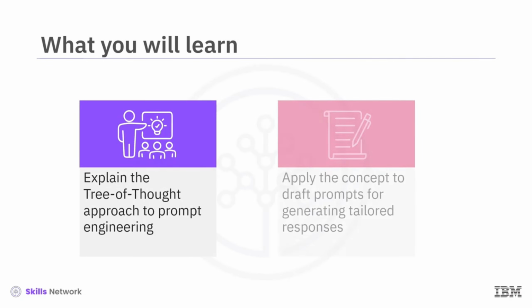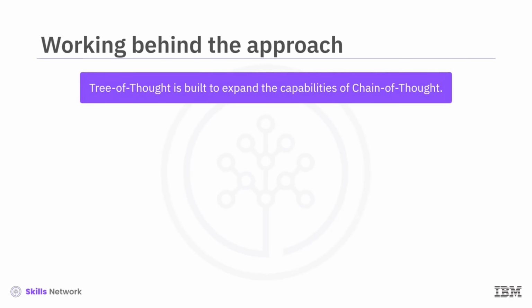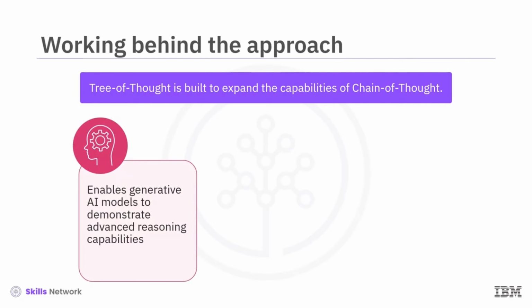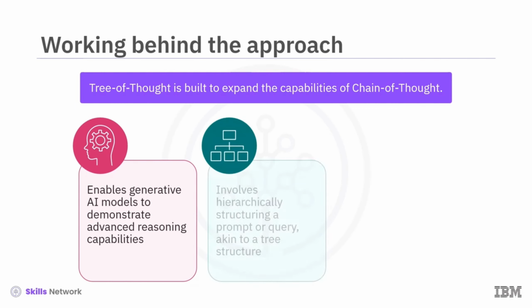You'll also learn to apply this approach to draft prompts for generating tailored responses. The tree of thought is an innovative technique built to expand the capabilities of the chain of thought prompting approach. It enables the generative AI models to demonstrate advanced reasoning capabilities. It involves hierarchically structuring a prompt or query, akin to a tree structure, to specify the desired line of thinking or reasoning for the model.